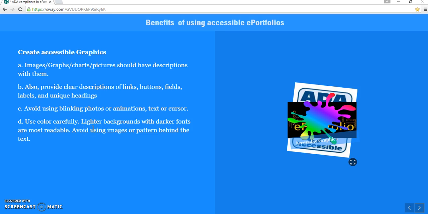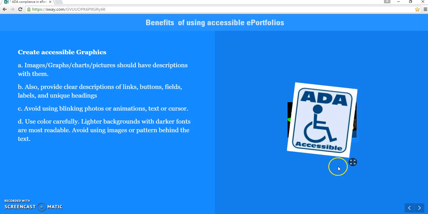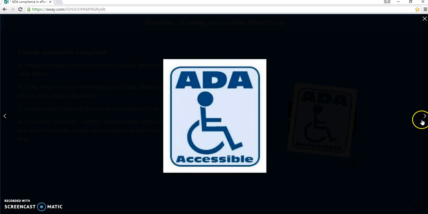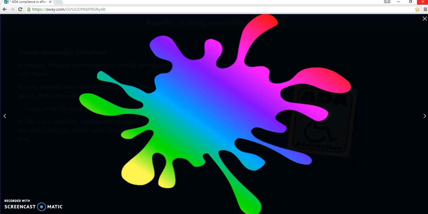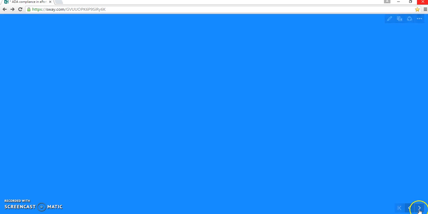And then how to use backgrounds. Lighter backgrounds with darker fonts are always much more accessible, and we should avoid the patterns that we use for the background. Some people use images or other kinds of patterns which a screen reader has difficulty reading, so it's not clear. If you're using something like that, it's a good idea to just describe it. So this is a stack of pictures that I have used, and I will go to the next one.